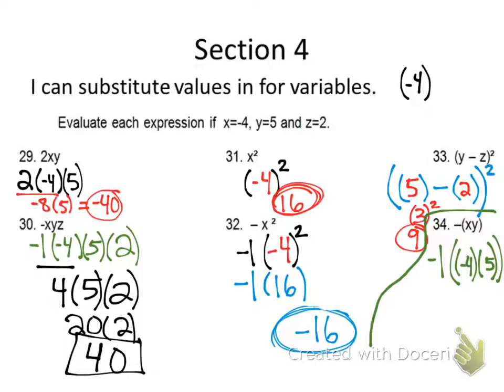All right. Double parentheses here. That should be where we start. What's -4 times 5? -20. So I have -1 times -20. 20.